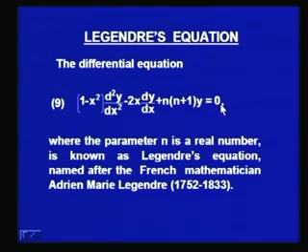Now, next we study Legendre's equation. The differential equation (1 − x²) d²y/dx² − 2x dy/dx + n(n + 1)y = 0, where the parameter n is a real number, is known as Legendre's equation. It is named after the French mathematician Adrien Marie Legendre, from 1752 to 1833.